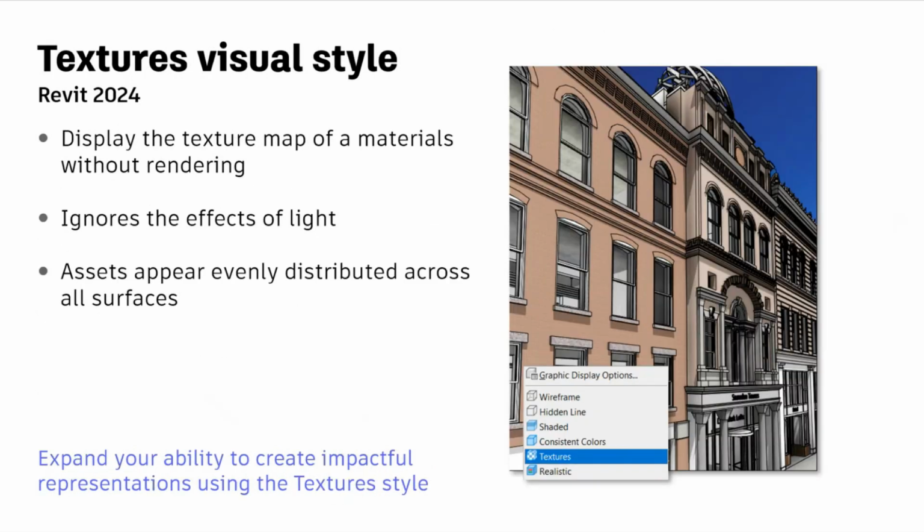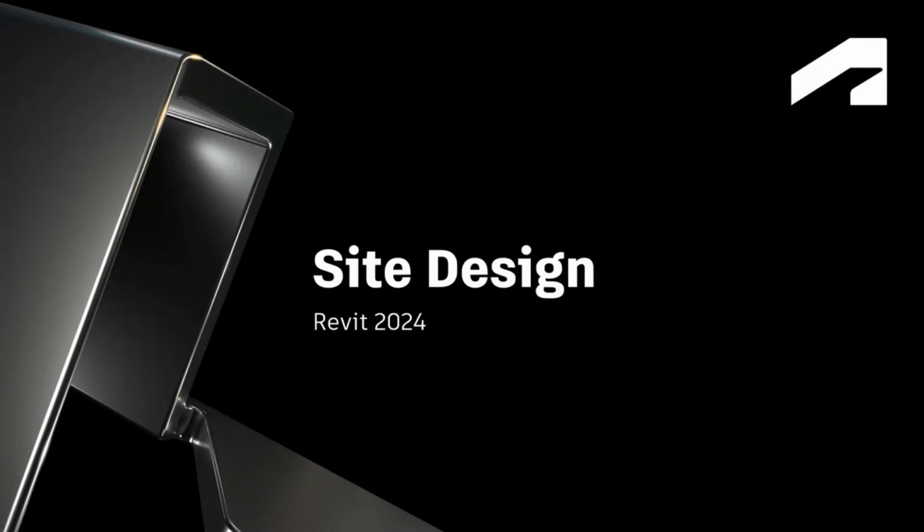A new visual style we've added, so it's a texture visual style. The whole idea here is that you want to be able to see those texture maps, but you don't want to have the lighting effects running at the same time. So this is just a new feature to allow you to see the textures you've applied to the model, but not have it slow down with it doing the primary and secondary calculations from the light source bounces and stuff.